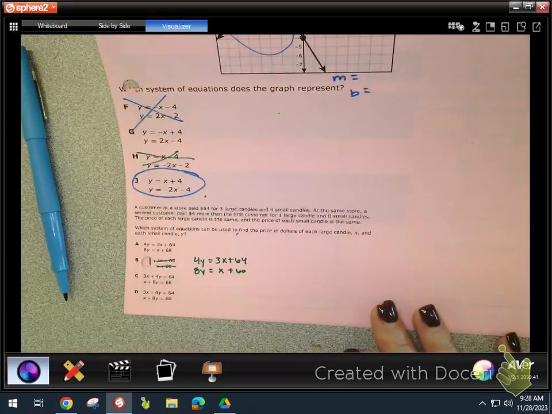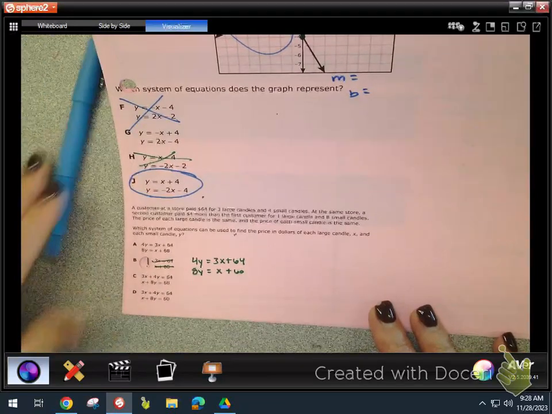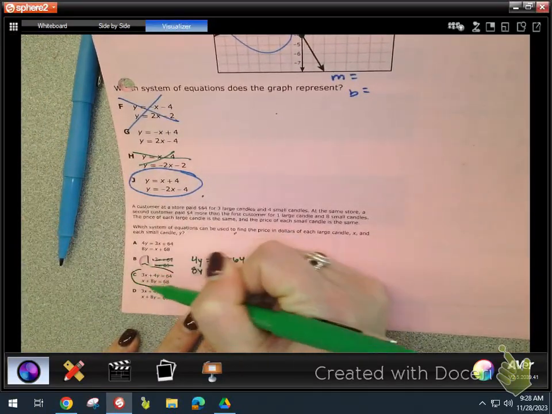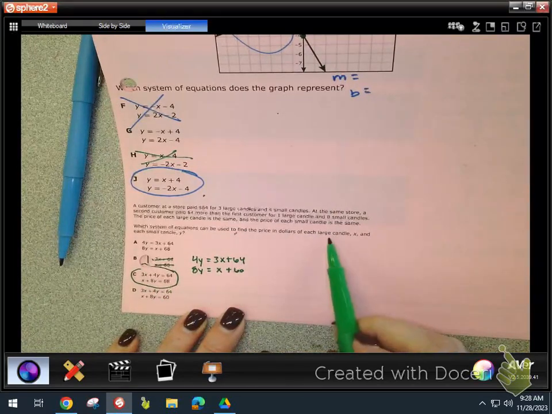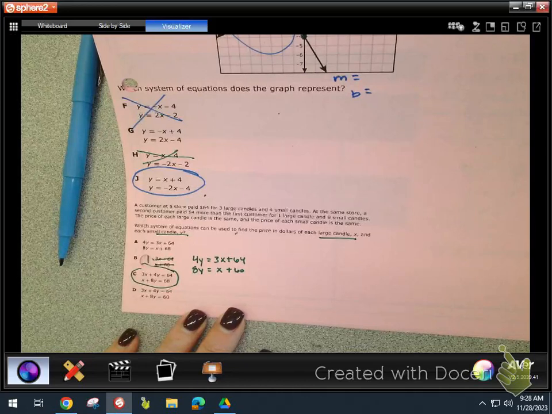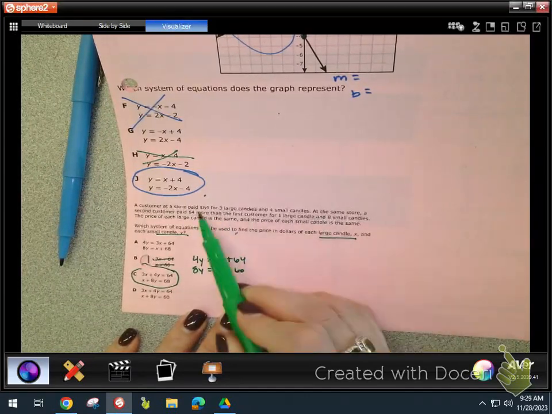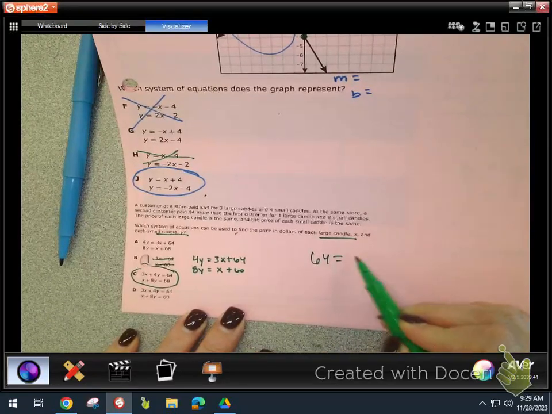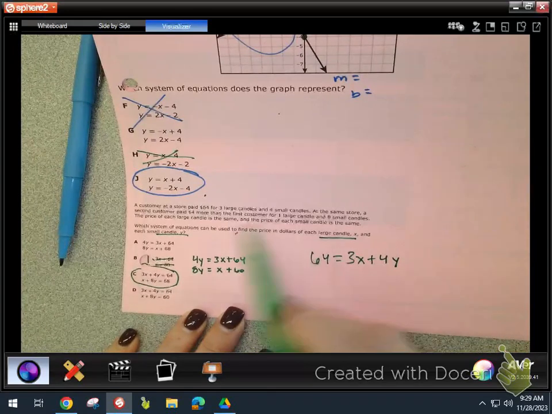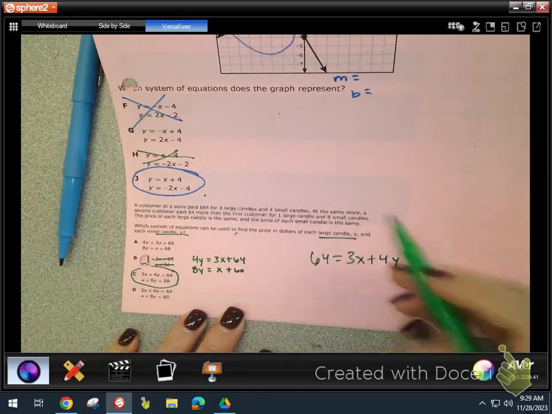And then this last one was about candle shopping. Anyone get the answer on that one? I got C. C. Very good. Remember, on a lot of the STAR questions, they give you the variables. Large candles were X, small candles were Y. And then you were going through and you were just writing an equation for each person. They paid $64. They got 3 large, 4 small. And then it says the next customer paid 4 more. So what's $4 more than 64?